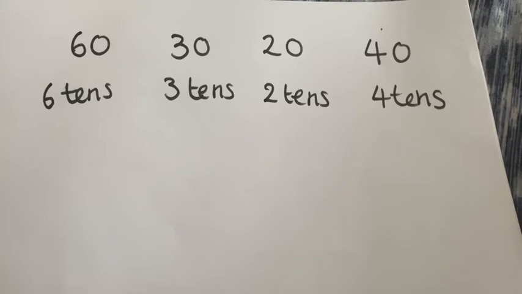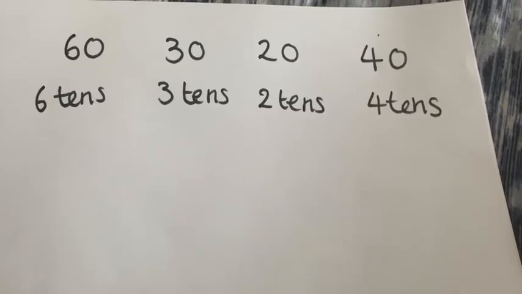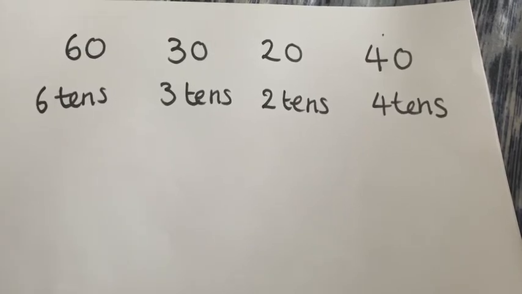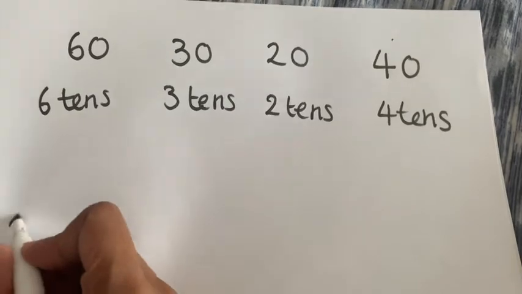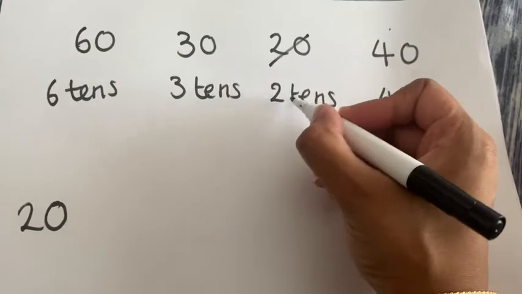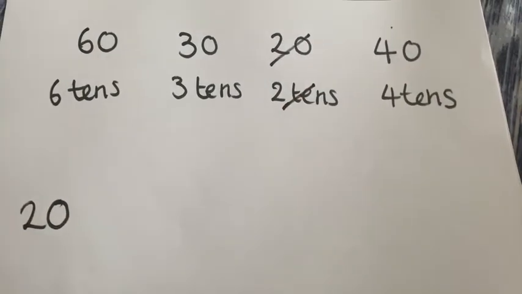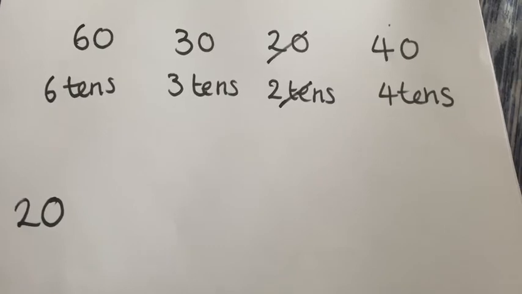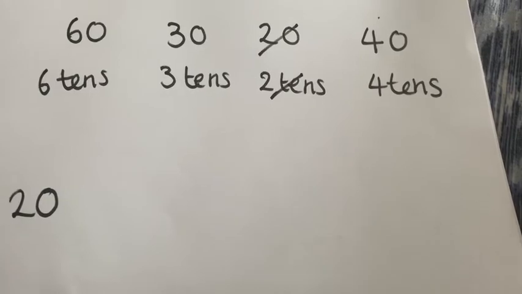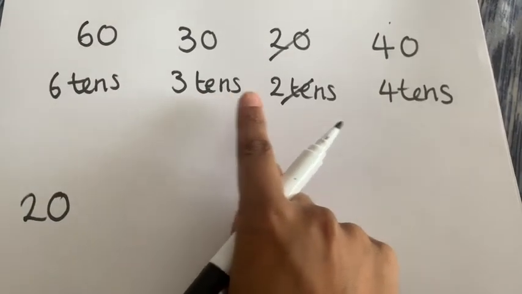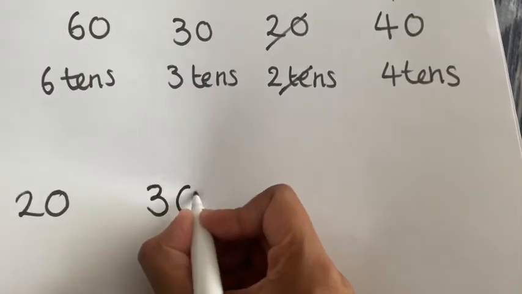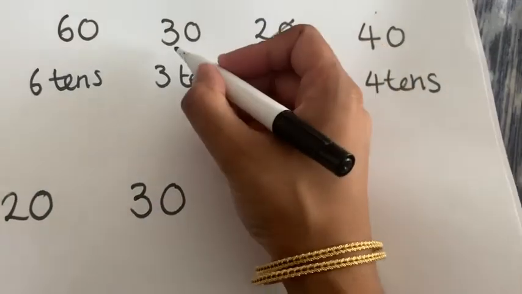Which is the smallest number? Which one has the least amount of tens in its number? That's right, it's 20. And cross this off so I don't get confused. Which is the next number that will come after 20, the next bigger number? That's right, it's 30. So after 2 tens, we've got 3 tens. There are 3 tens in 30. Cross that one off.